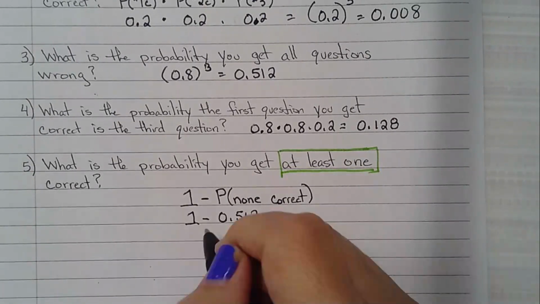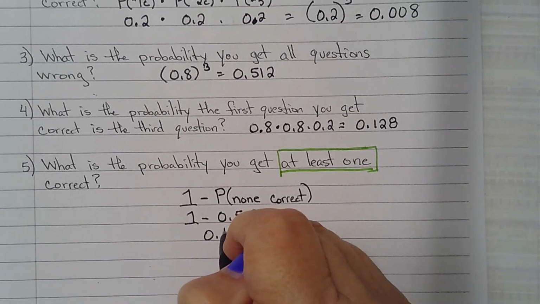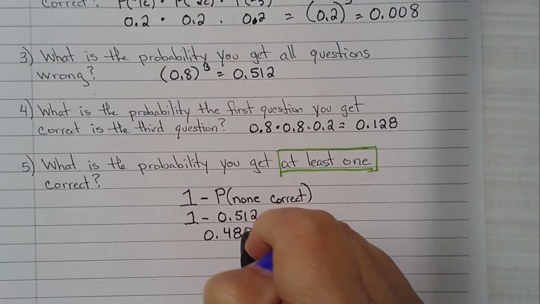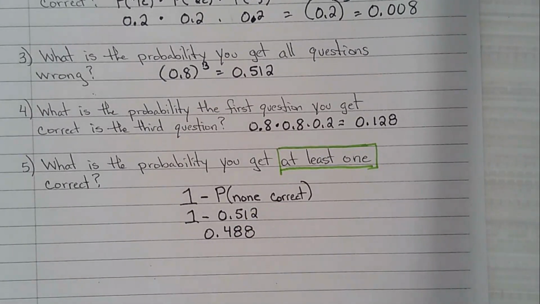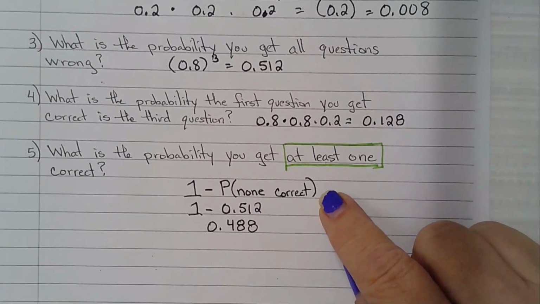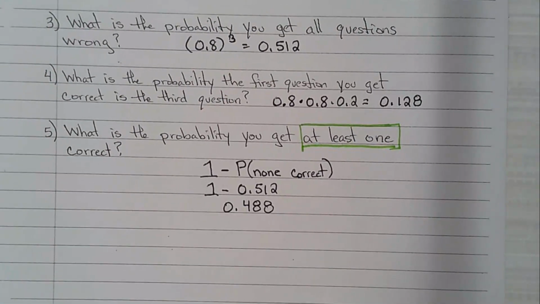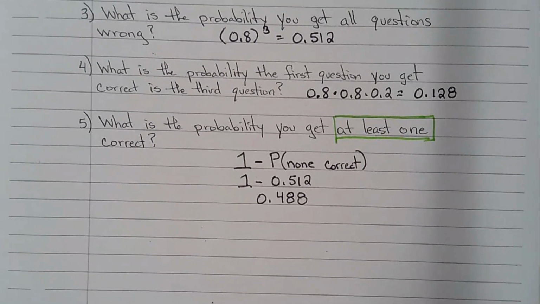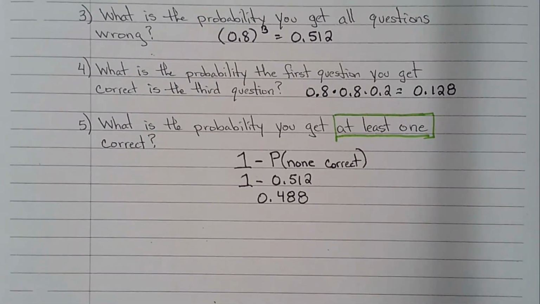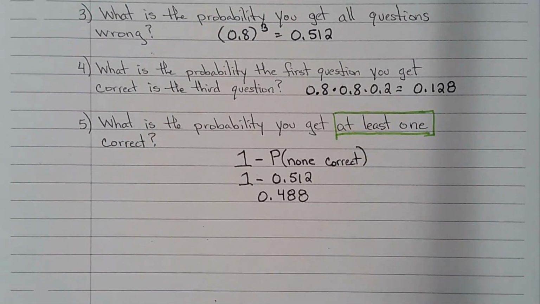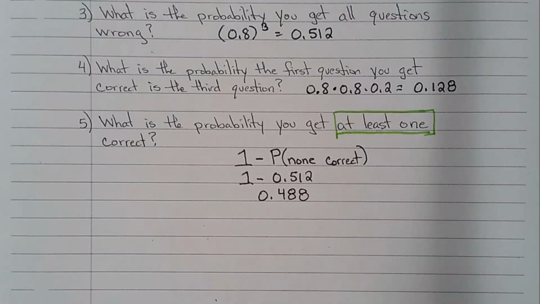Which is going to be 0.488. Now, I know some of you are still having some struggles with, Ms. Collier, this is the formula. Why? I don't understand. Why is this working? Why are we doing this? So let's go ahead and find, since there's only 3 questions on the test, let's go ahead and figure out the other scenarios. So the probability you get at least one correct.